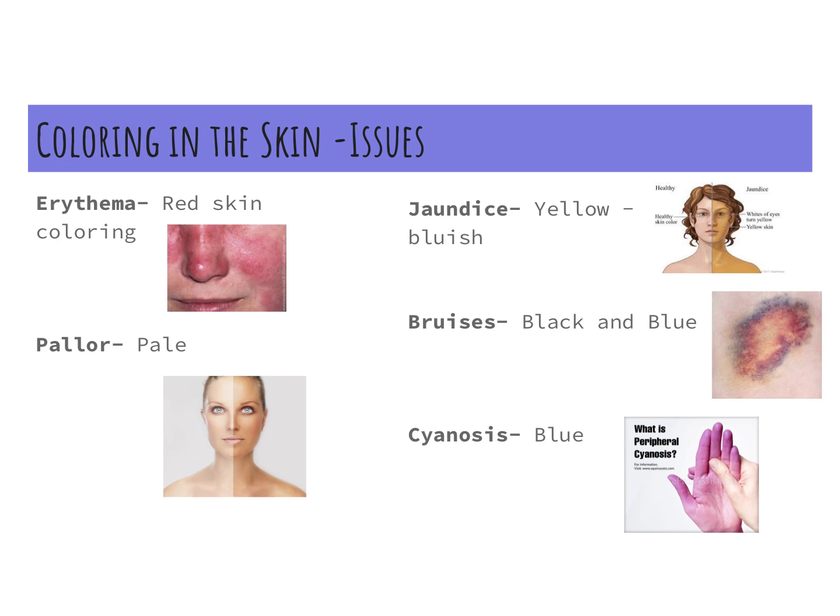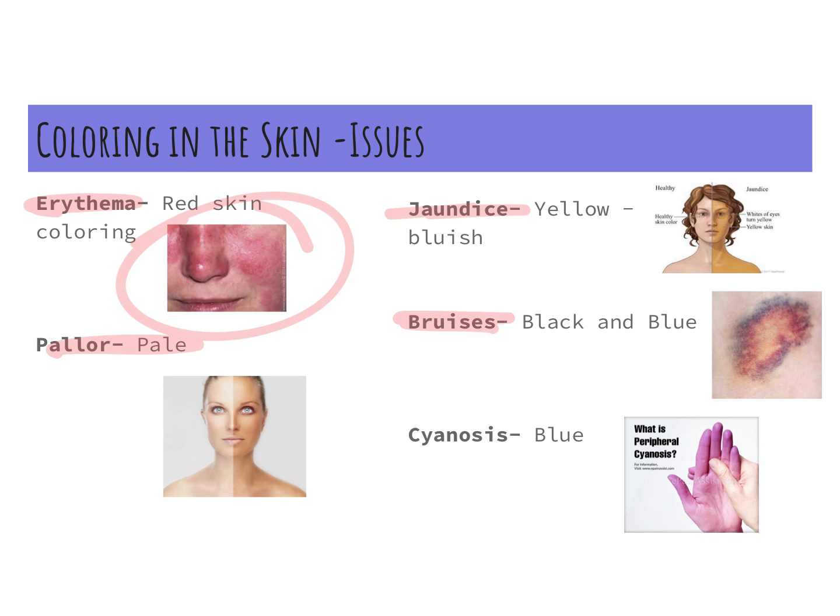These are some coloring of the skin issues that you could see on different people. Erythema is when there is a red color to the skin, like you see in that image there, and that can be caused by many different things. Pallor just simply means pale, so somebody is losing the color of their skin. Jaundice is when you see a yellowish or sometimes even a bluish tint.